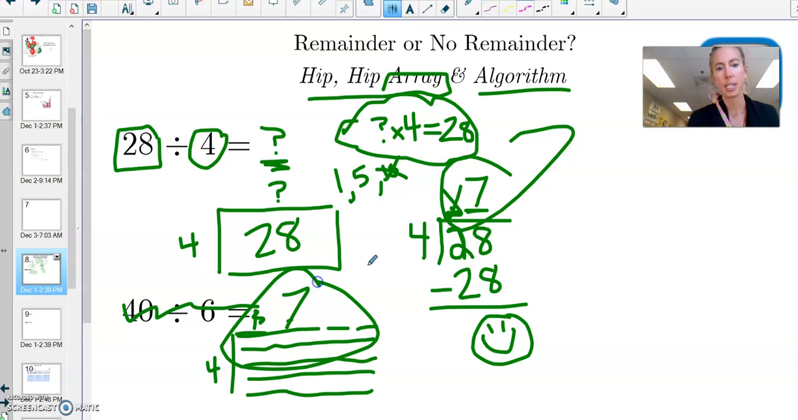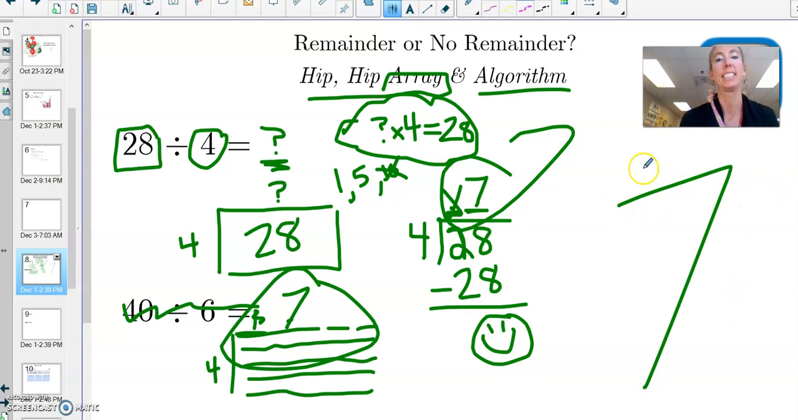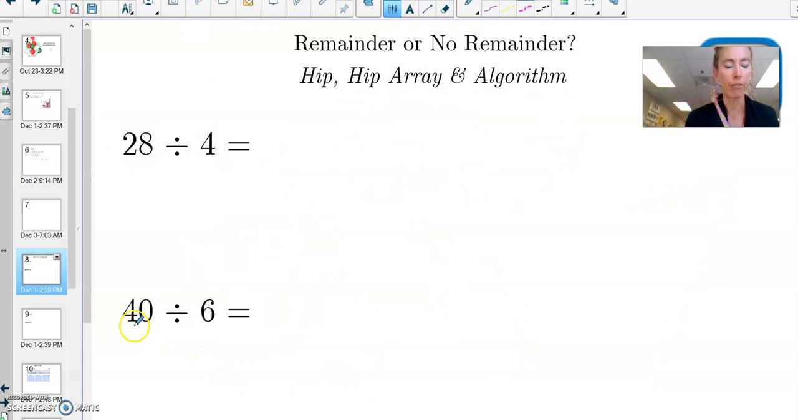And it's right here. It is 7. Remainder, nothing. So I can just say 7. So if we want to attempt it again, we could. With this problem down here, 40 divided by 6. How are we going to start?